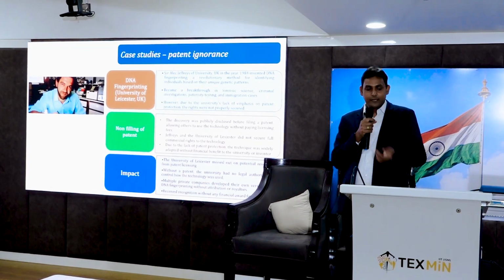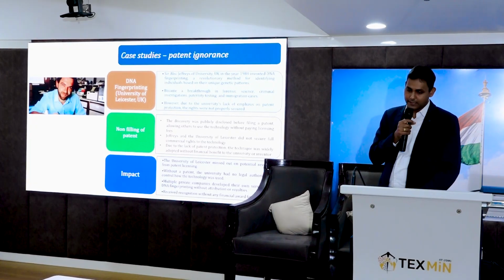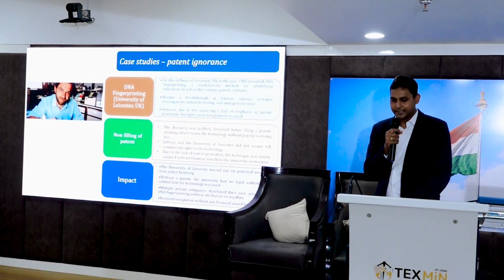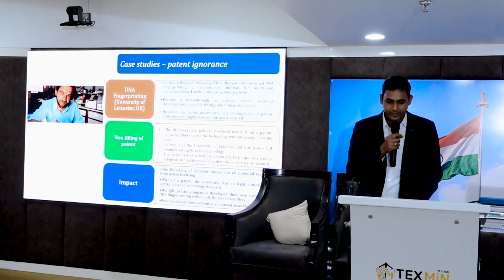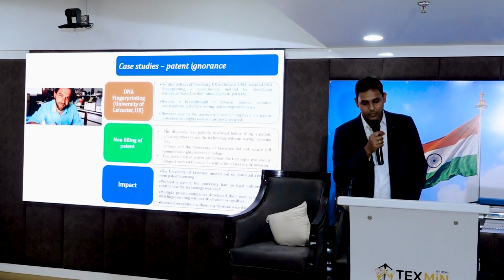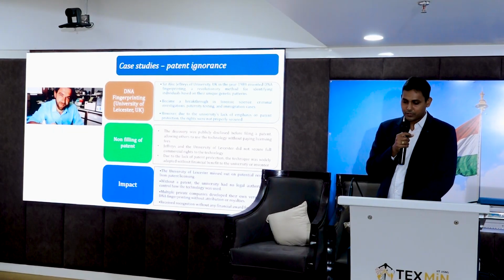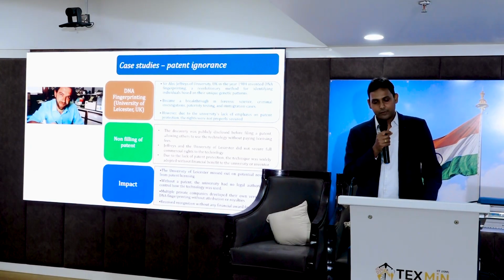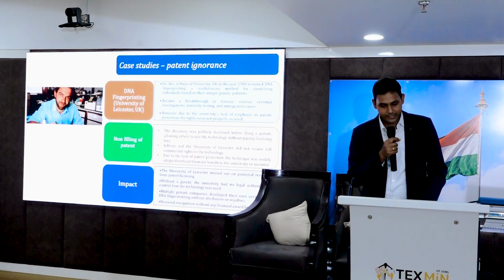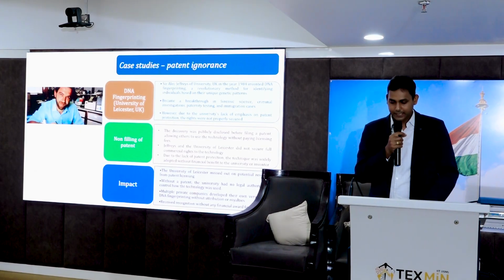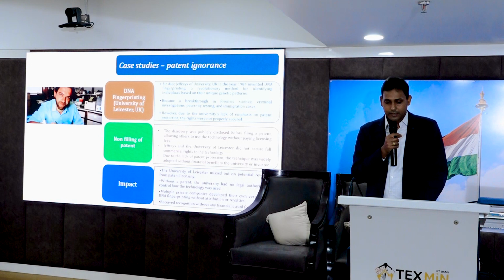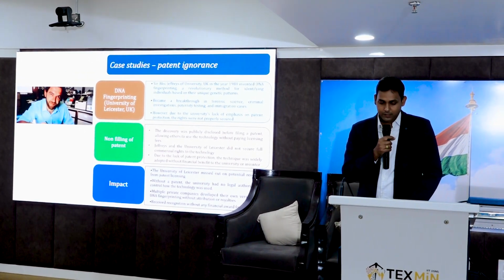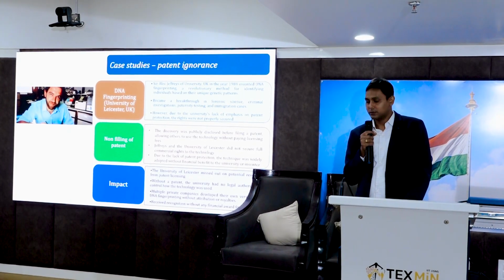Then another patent ignorance case study. Sir Alec Jeffreys of the University of Leicester, UK, in 1984 invented DNA fingerprinting, a revolutionary method for identifying individuals based on their unique genetic patterns. It became a breakthrough in forensic science, criminal investigations, paternity testing, and immigration cases. However, due to the university's lack of emphasis on patent protection, the rights were not properly secured.